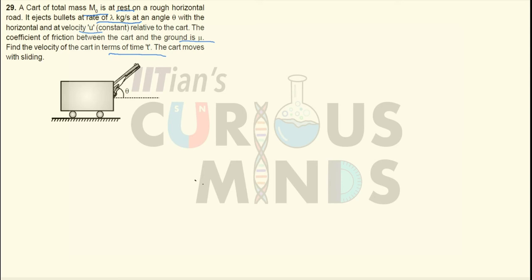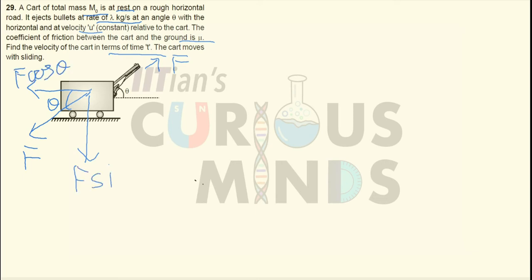Let us say the bullets are ejected along this direction, so there will be a force F applied in this direction, and the same force, that is the reaction force, will act on this cart in the opposite direction. This angle over here is equal to theta, so the horizontal component will be F cos theta, and in the downward direction it will be F sin theta. Now let us proceed with this part.